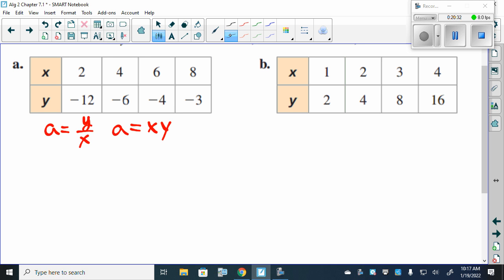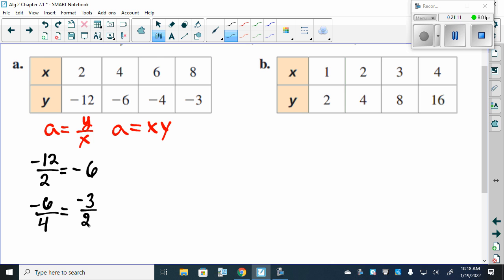So we can check for a direct variation first, doing y divided by x, or x divided by y. Either one, we need a constant amount for each one. So if we do y divided by x, our first one would be negative 12 divided by 2, and that is negative 6, yes? Then we do the next one, negative 6 divided by 4, or negative 3/2. Yep. Well, I can stop there.